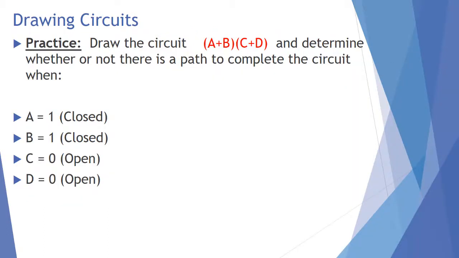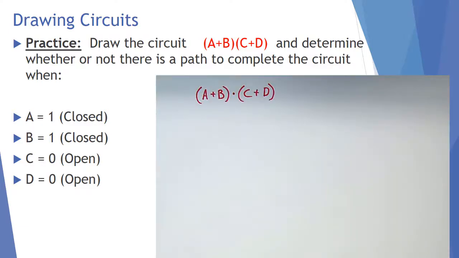Okay, I'd like you to try this one for practice. Draw the circuit A or B and C or D and determine whether or not there's a path for current flow when A is closed, B is closed, C is open, and D is open. Now you might be able to answer whether or not there's current flow by just looking at that, but I'd like you to draw out that circuit. Notice that between the parentheses there's no operation there, and just like regular old arithmetic, if there's no operation shown, you can assume that that is multiplication. So pause the video, draw your circuit, answer the question about flow, and unpause to see that solution.